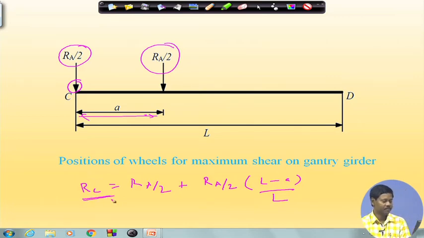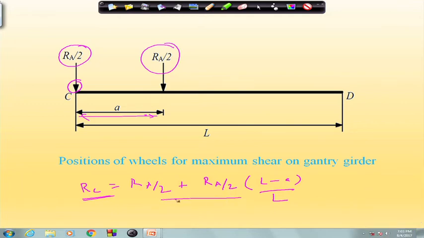So, maximum shear on the gantry girder can be calculated from this when one of the wheels is positioned at the support, right.